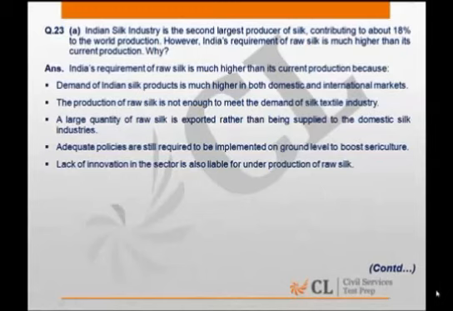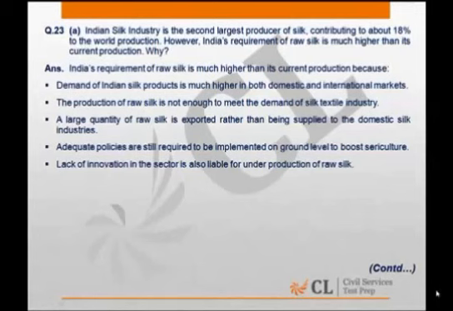First of all, Indian silk production is not meeting its demand, especially in the textile industry. Apart from it, a large quantity of raw silk is exported rather than supplied to the domestic silk industries, so the parallel synthetic silk industry is developing and we are importing raw silk from China, Japan, etc.